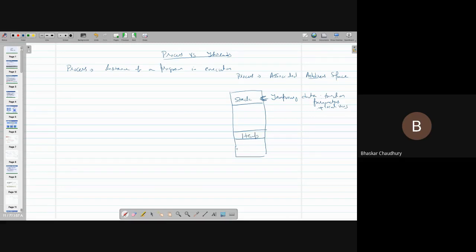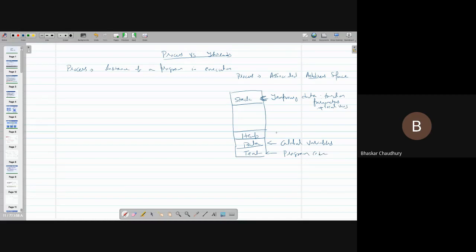What else do we have in addition to stack and heap in a process? Global memory. Yes, that we call data, the data space. Global memory is global variables, so global variables are in this data. And what else? The text of code. Very good, text. That is the program code.